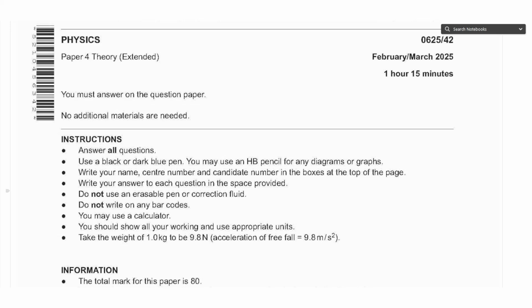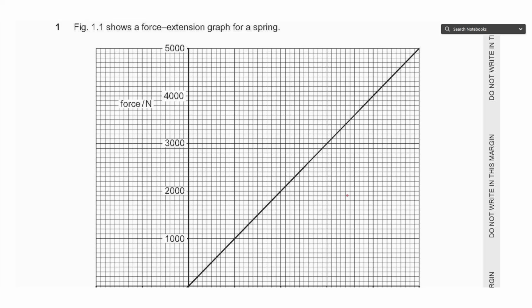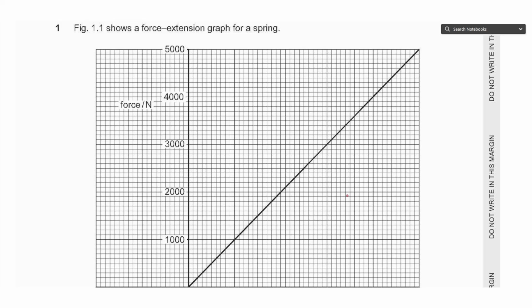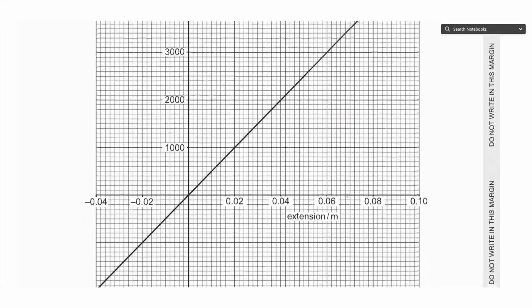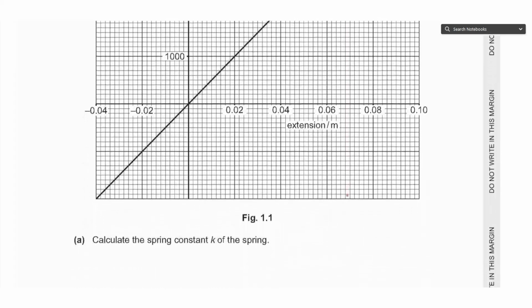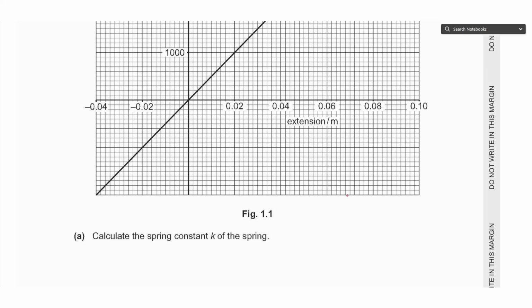Now let's get started. Question 1 says figure 1.1 shows a force extension graph of a spring. We have the force in newtons and the extension in meters, and there are some negative values for a spring. When there is a negative force and negative extension, that means a compression. So a spring can have an original length, and you can either extend that length or decrease the length using a tension force or a compressive force.